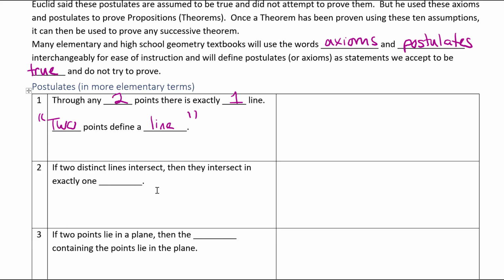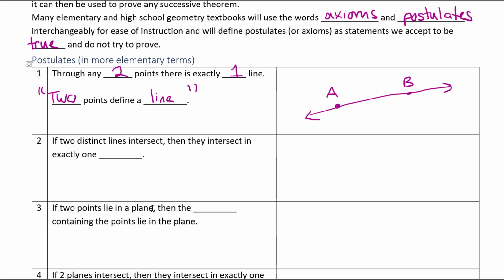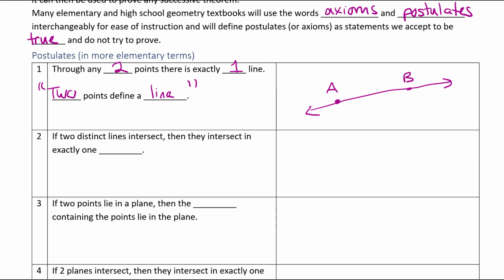So let's say we have a point A and a point B. You have 2 points, then there's exactly only one line that is going to go through both of those points, and that line is unique. Next, if two distinct lines intersect, then they intersect in exactly one point. So let's say you have line L here and line M, and they intersect, then there is exactly one point, and that point is unique, in which they intersect at A.